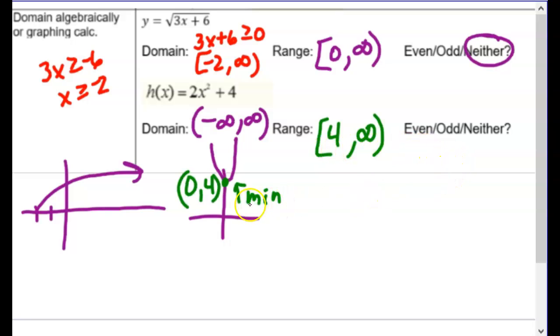Even, odd, or neither. My picture's awful. It's supposed to be. Does anybody know what it's supposed to be? It's supposed to be even.